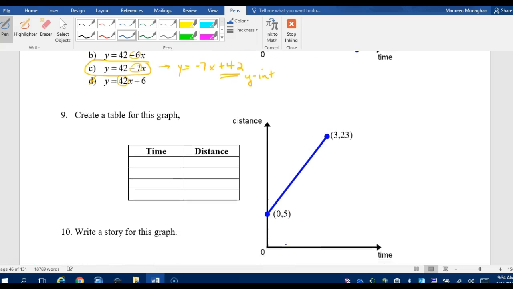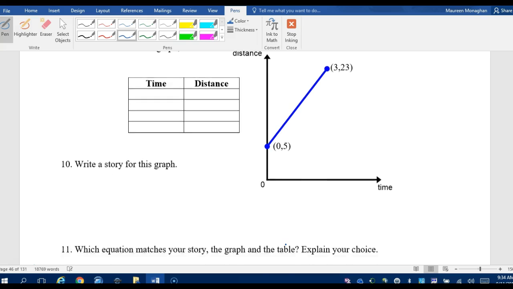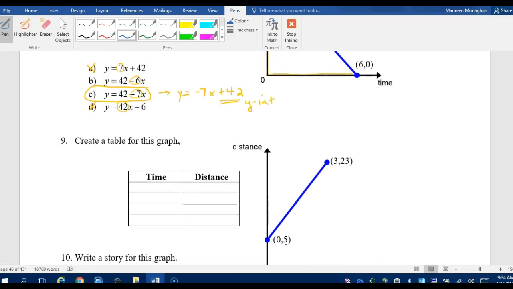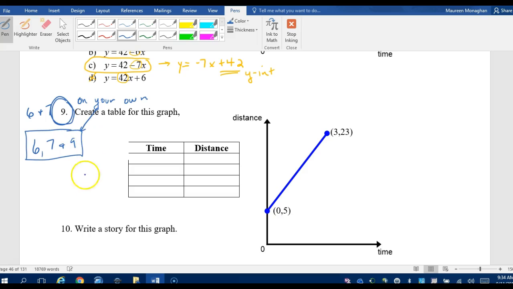Okay? Create a table for this graph. Write a story for this graph. And then which equation matches your story. So I'm going to let you finish this up. This is number 9, so on your own. And I also gave you number 6 and 7. These are all on your own. 6, 7, and 9 on your own. Bring those to class, completed tomorrow. This concludes our lesson on rate of change in a linear relationship.